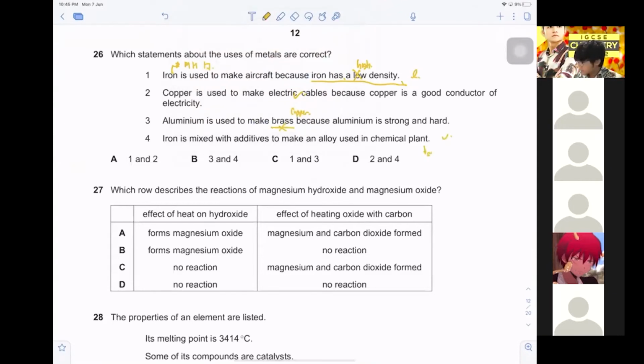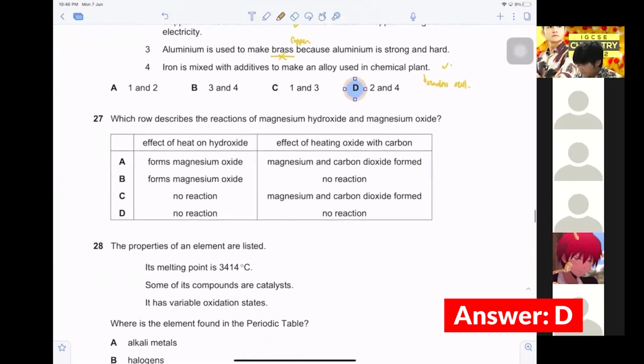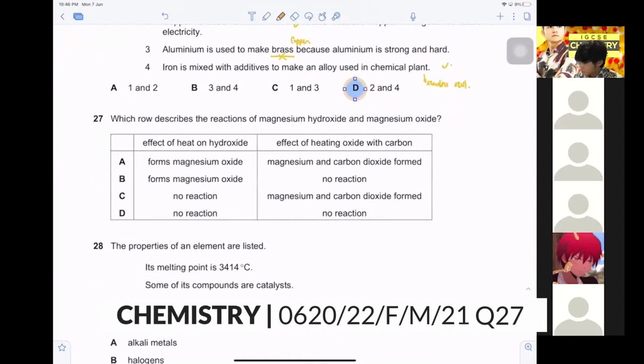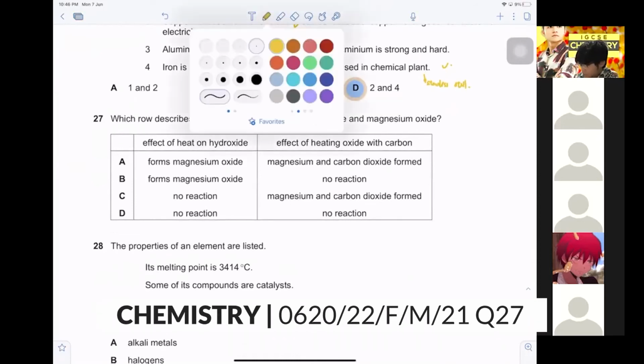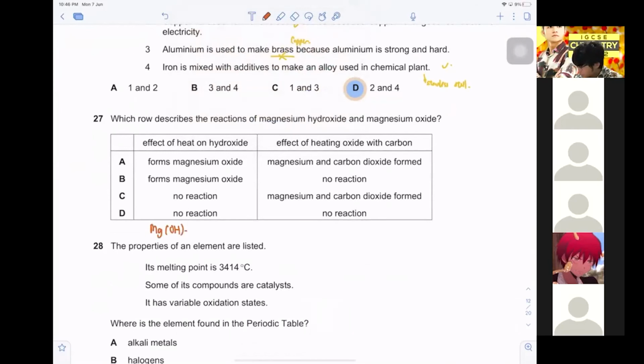Okay, 2-4. Okay, next. Which row describes the reaction between magnesium hydroxide and magnesium oxide? Okay, so effect of heat on magnesium hydroxide. So when you heat magnesium hydroxide, what will happen? If you heat Mg(OH)2, it becomes magnesium oxide, right? At the same time, water is released, right? Okay, it forms magnesium oxide. Yes, correct.